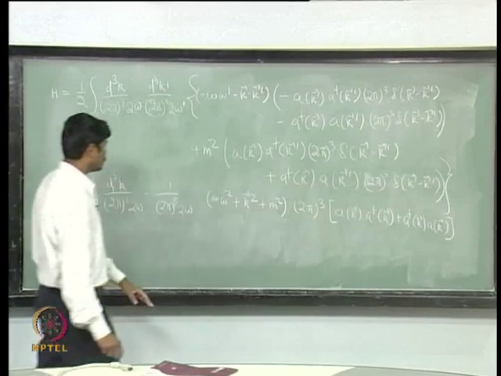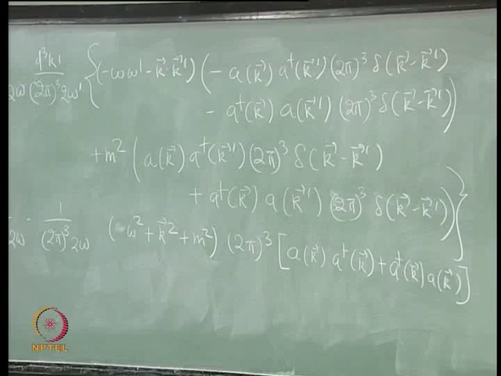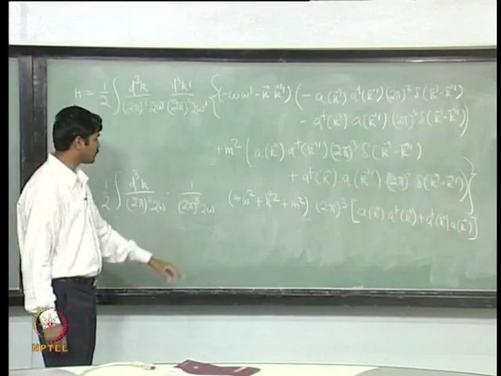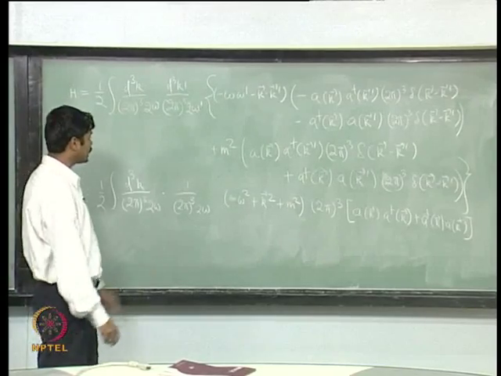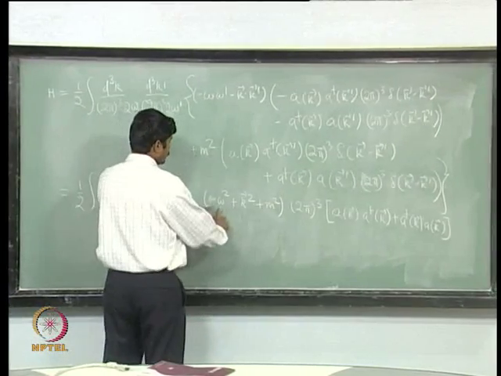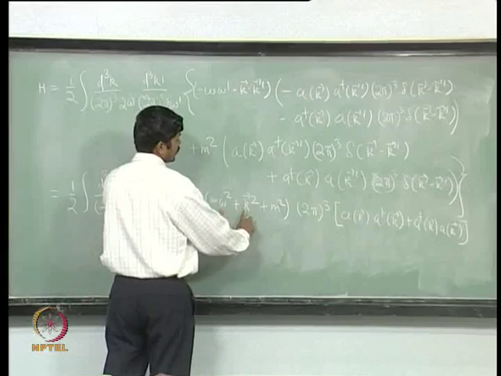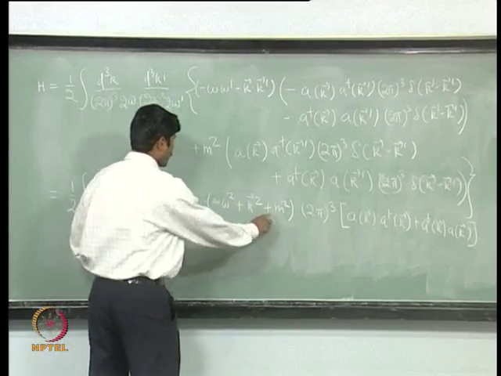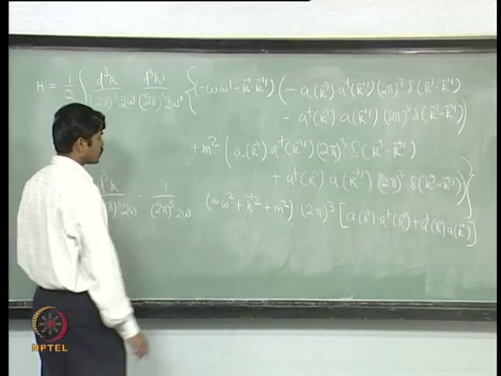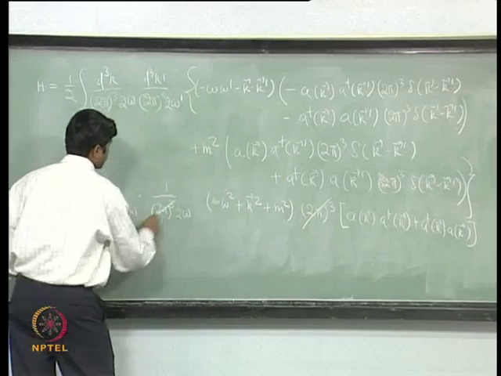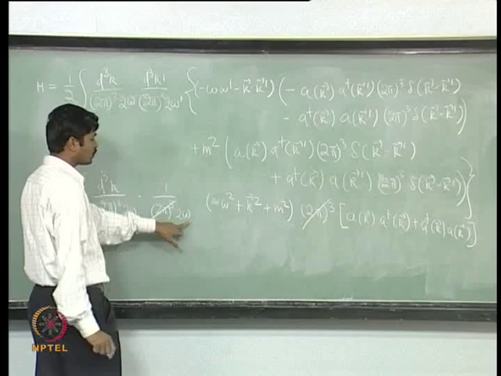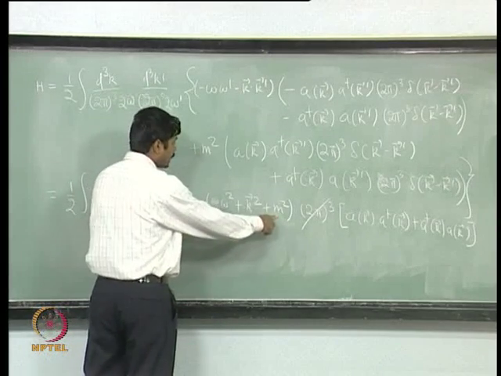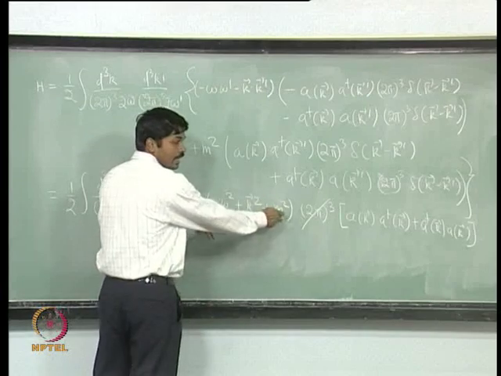Okay. So, the complicated looking Hamiltonian now takes a very simple form. You can again use the relation that omega square is equal to k square plus m square. So, this will give you 2 omega square. This 2 pi cube will cancel this 2 pi cube, and this 2 omega here and the 2 omega square here will cancel to give me simply omega.